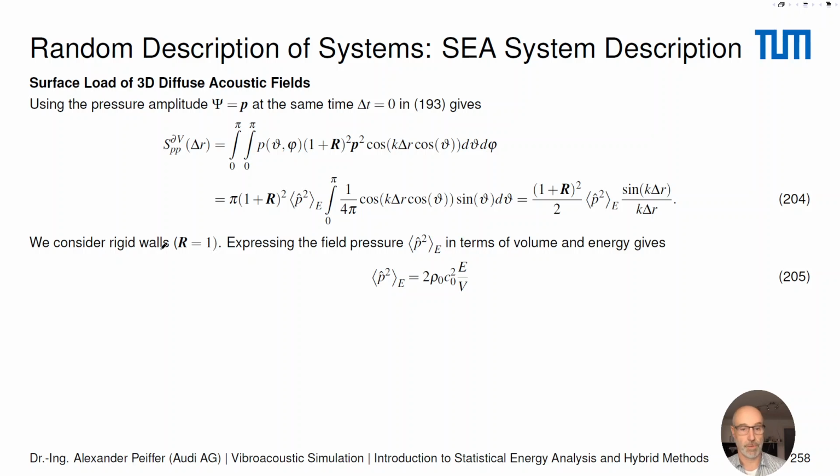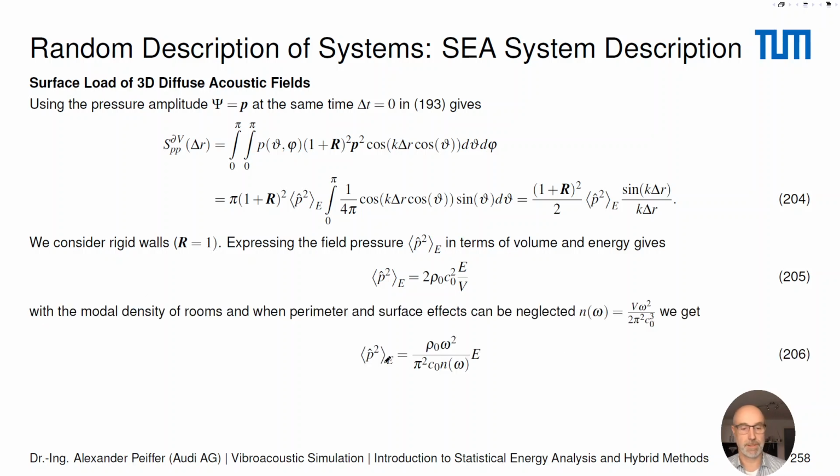When we consider a rigid wall, this factor becomes 2. And on top of that, we can express the pressure field amplitude in terms of volume and energy. So we know there's a relationship between the energy and the pressure, and this is given by this expression here. The 2 comes from the fact that we are considering not a root mean square value, but an amplitude. Good. If we're collecting all these things together, there's just one additional thing that is important to be used.